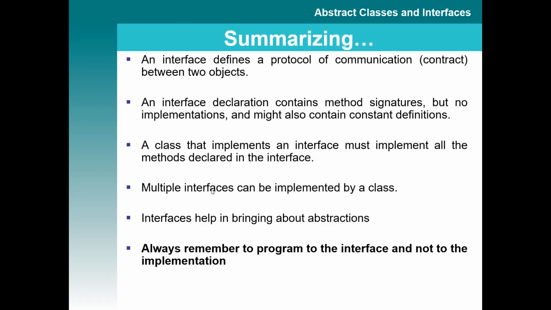Right, so to summarize, an interface defines a protocol of communication between the object user and the object. Interface declaration contains just the method signatures, but not the implementations. And a class which implements an interface must implement all of the methods declared in the interface. A class can implement multiple interfaces, and interfaces are used to define broad general abstractions. Always remember to program to the interface and not to the implementation.